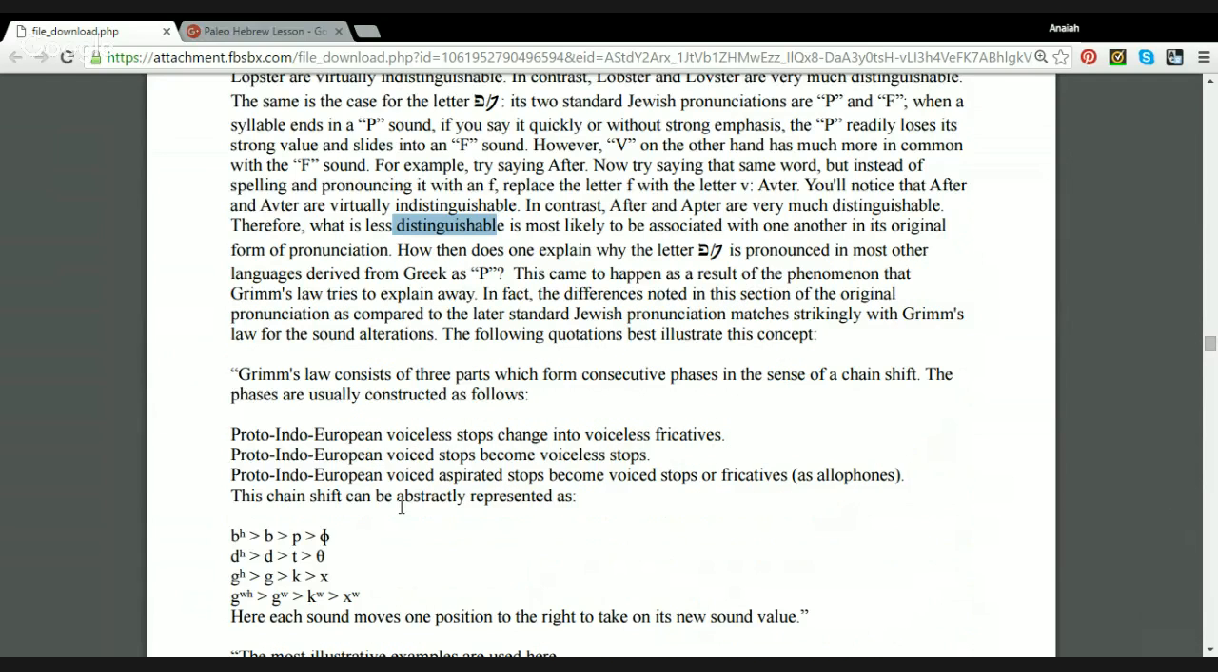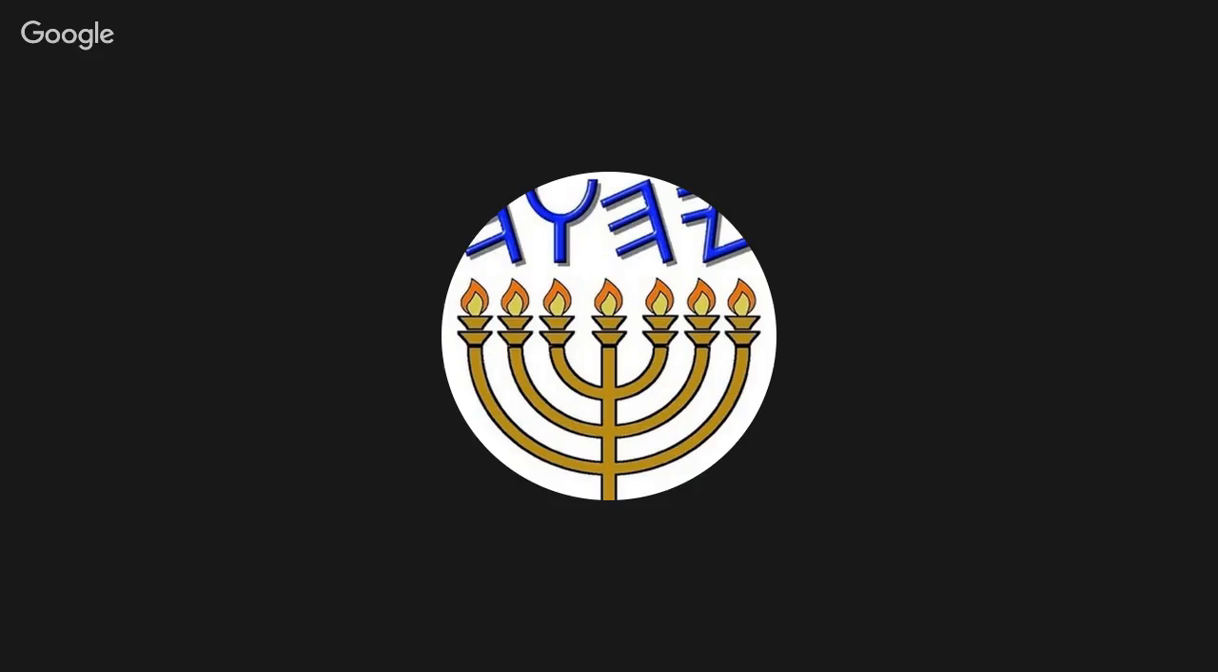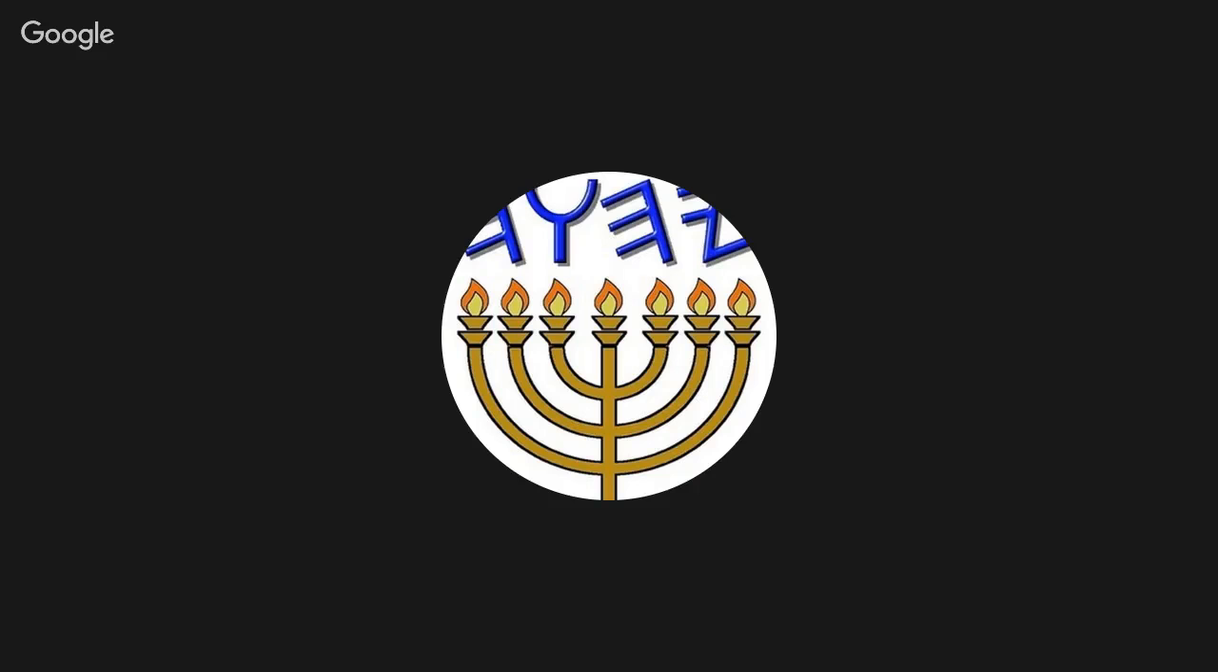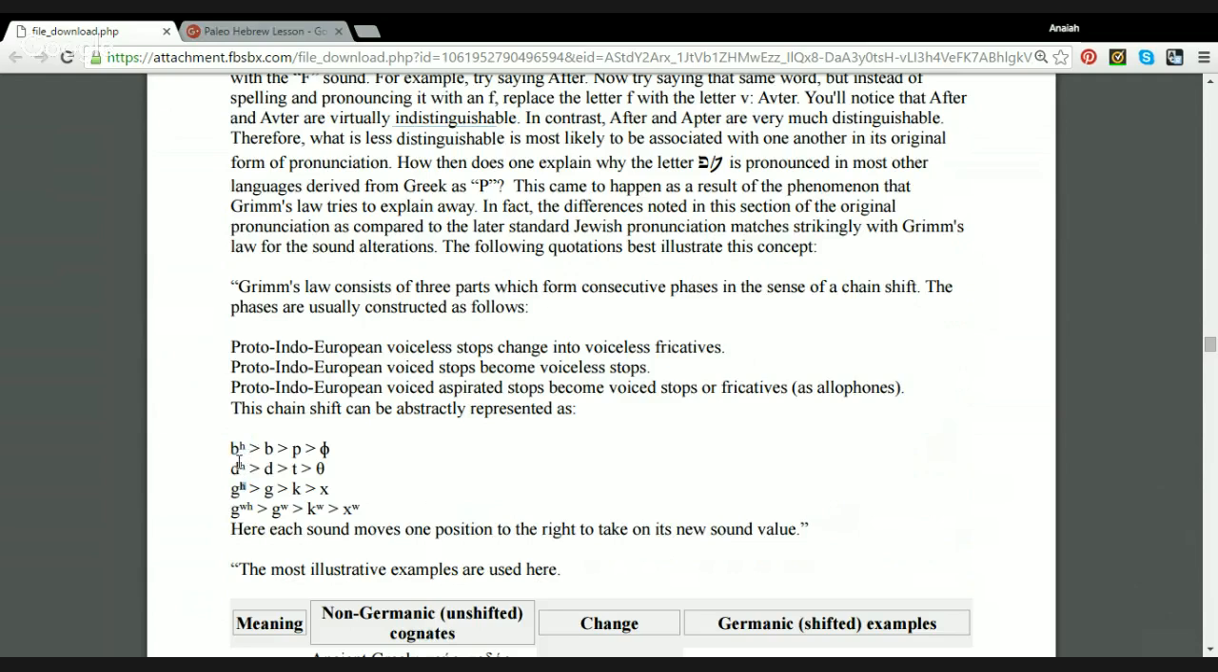Have you heard of Grimm's Law? It's a linguistic law, an observation of different languages throughout Europe and other places. It shows right here how the sounds change. It says B changes to P, changes to PH. And this is like a BH or something, I don't know what that is. DH changes to D, changes to T, changes to TH. G changes to K, changes to X.